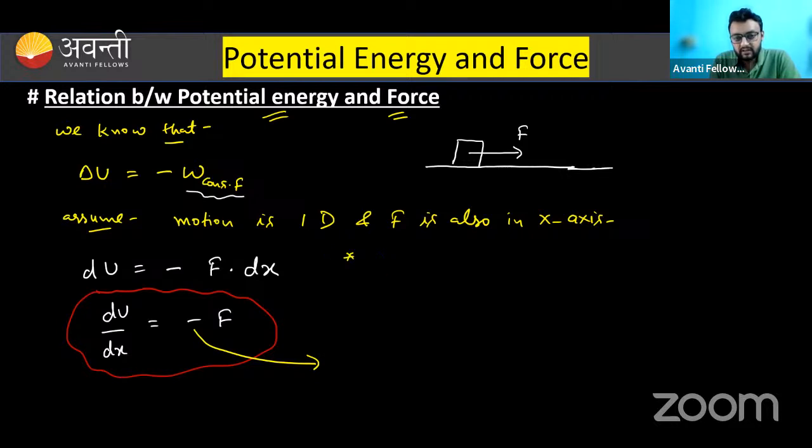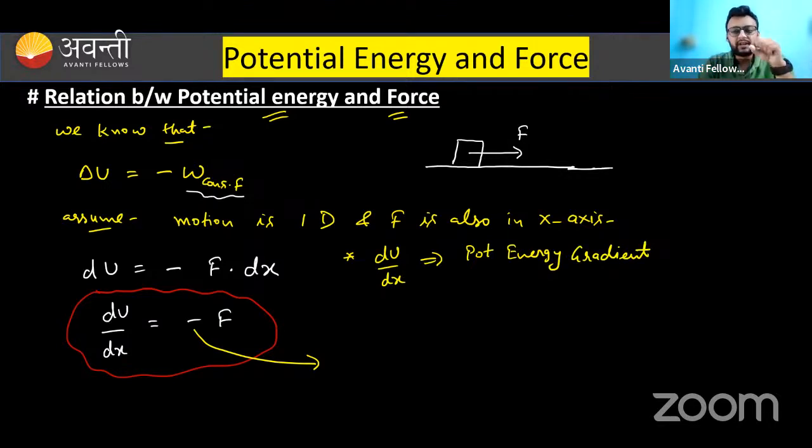So the first point is, dU over dx is called the potential energy gradient. Is it clear? What is it called? Potential energy gradient. Potential energy gradient is the change in potential energy per unit length. Gradient means per unit length. That's what we have learned from this term.